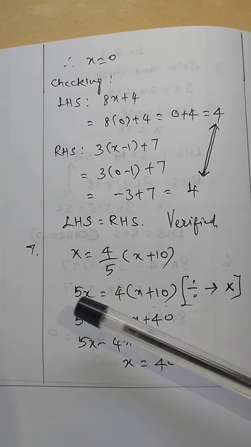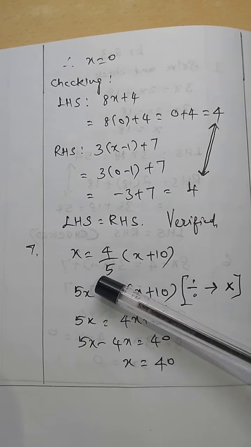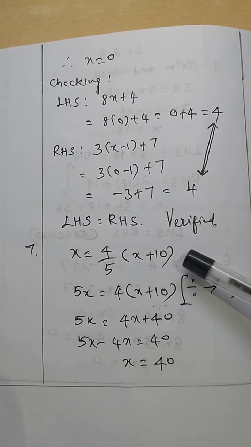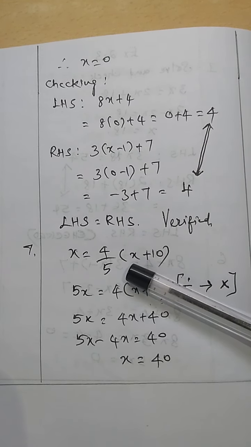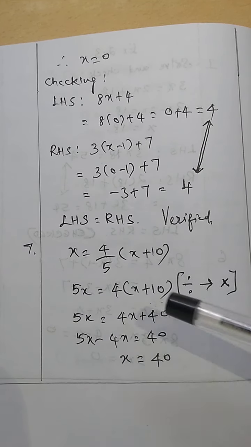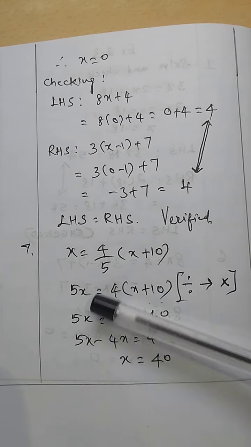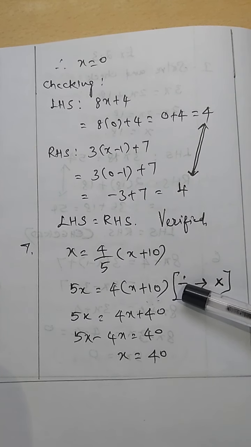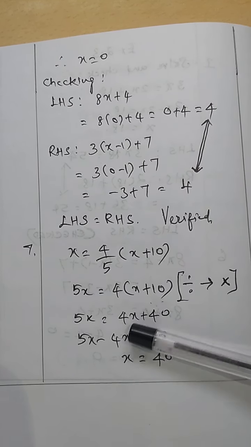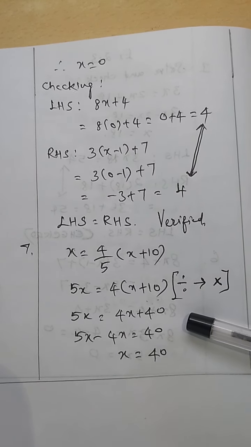Now we go to the seventh question. It is given as x is equal to 4 by 5 times of (x plus 10). See, the 5 on your right is a division by 5. When it crosses the equal to sign, it will become a multiplication by 5. So it becomes 5x is equal to 4 times of (x plus 10). So expand the bracket, so it is 4 into x plus 4 into 10, that becomes 40.